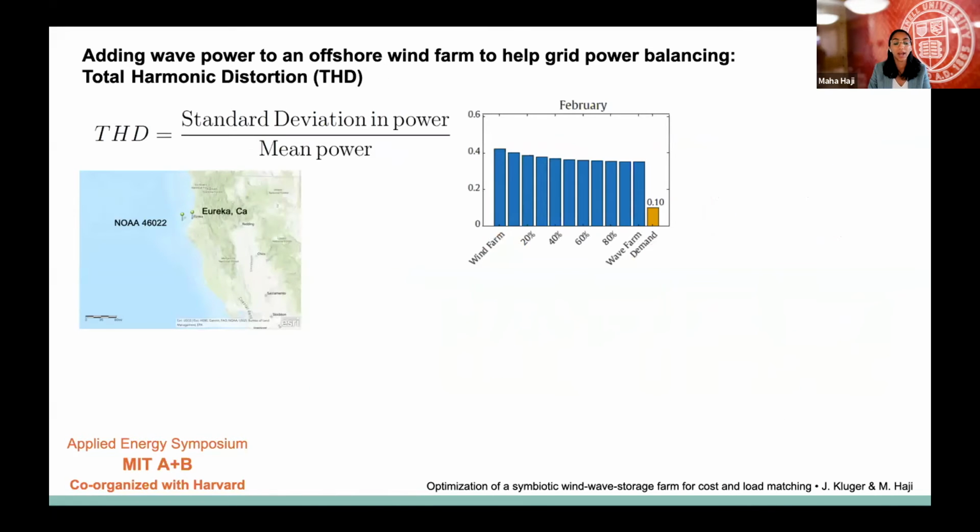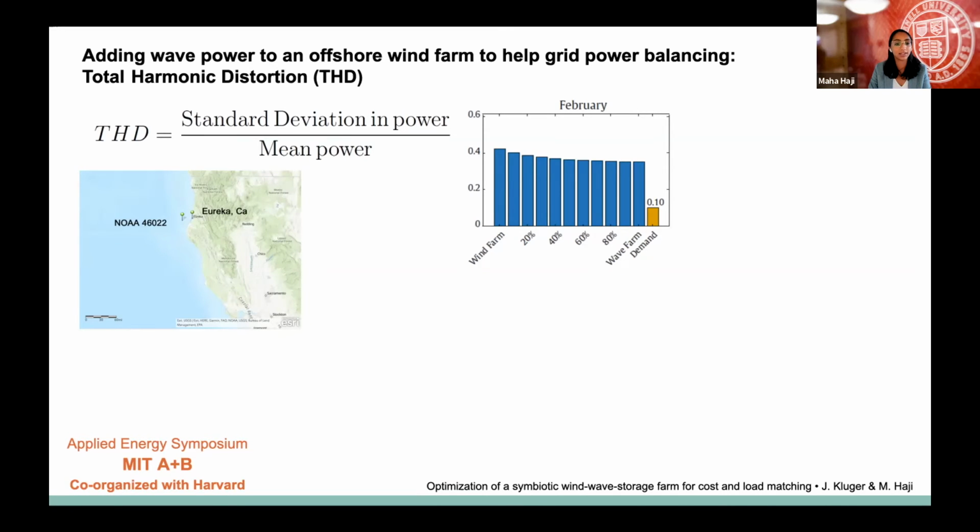Now we take these normalized power fluctuations and scale them to consider a wind waveform with different fractions of power from wind versus wave. This bar plot shows the total harmonic distortion over a 5-day period for an offshore farm with different fractions of wind and wave power. Total harmonic distortion measures the fluctuation in the power normalized by the average power produced. Smaller harmonic distortion is better since it indicates less energy storage is required to match the power supply with the smoother power demand.